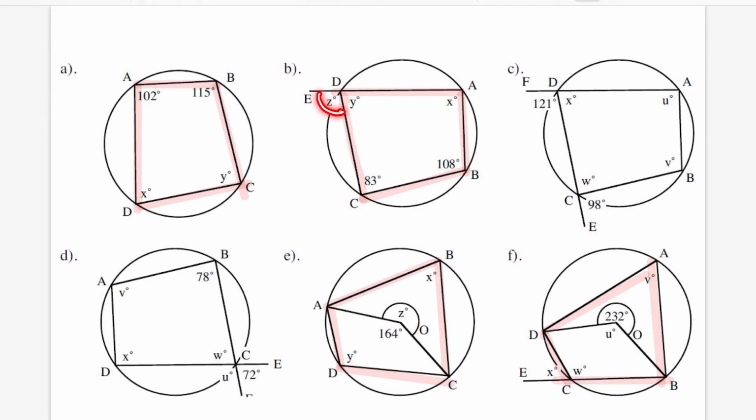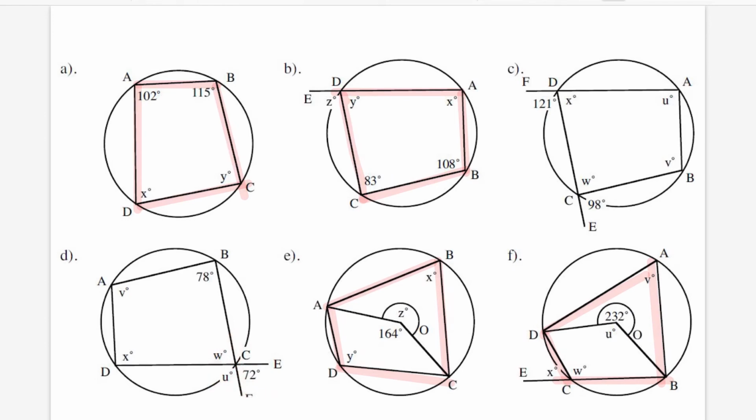To find z, we would then use y. We know that together they form a straight line, so 180 minus y would then give me z. And it would be very similar for question C and then again for question D. But question D uses the vertically opposite angle. And we know that W and 72 are the same. We can then use the angles in a straight line for W and U.